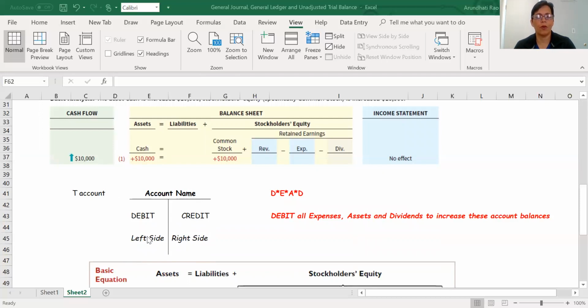The left-hand side for all accounts is called the debit side. The right-hand side for all accounts is the credit side. Well, if I do the same for all accounts, it won't make any sense for the equation to be in balance. So let's remember this acronym DEAD, D-E-A-D. Rather morbid, but it's going to help us here in accounting. So what does this acronym DEAD tell us? We debit all expenses, assets, and dividends to increase these account balances.